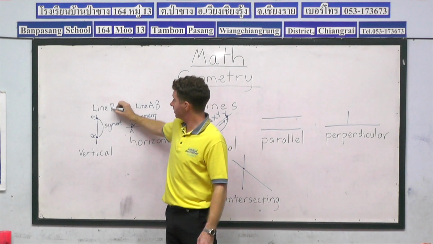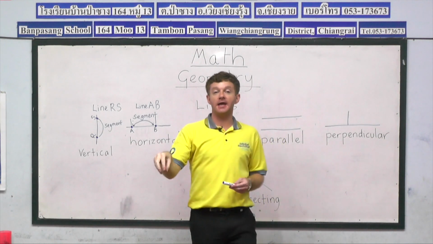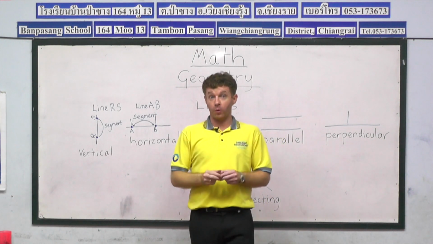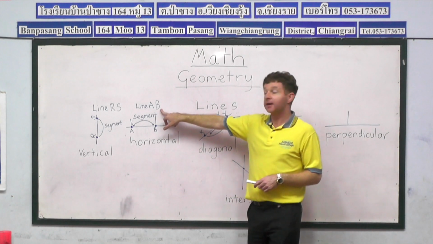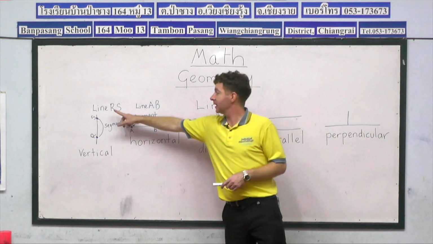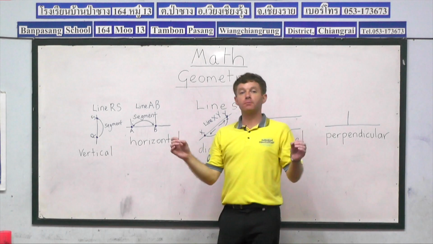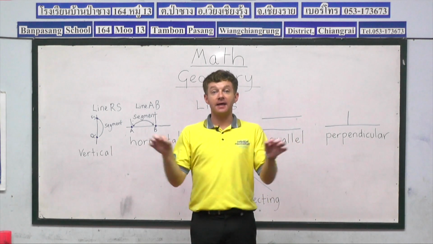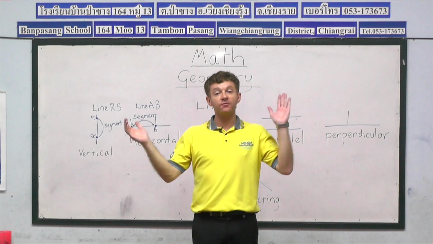R, S. You see, the line gets the name that we give to the 2 points. Line AB. Line XY. Line RS. And the segment is the part of the line that is between the 2 points. But guys, that was brilliant. Well done.